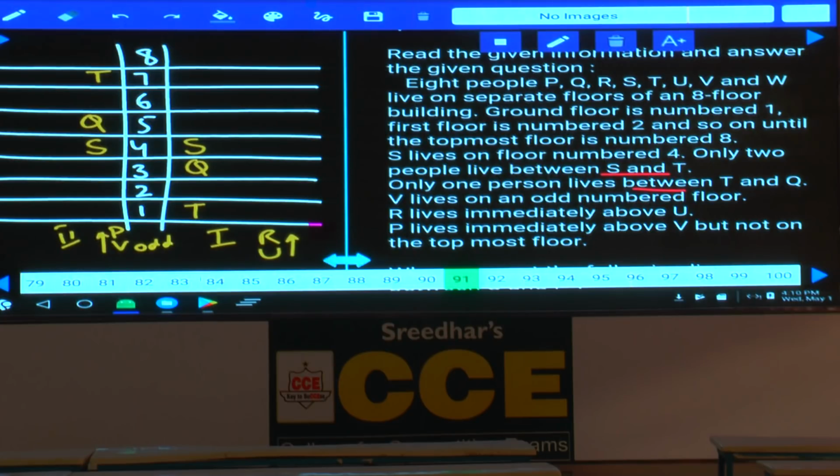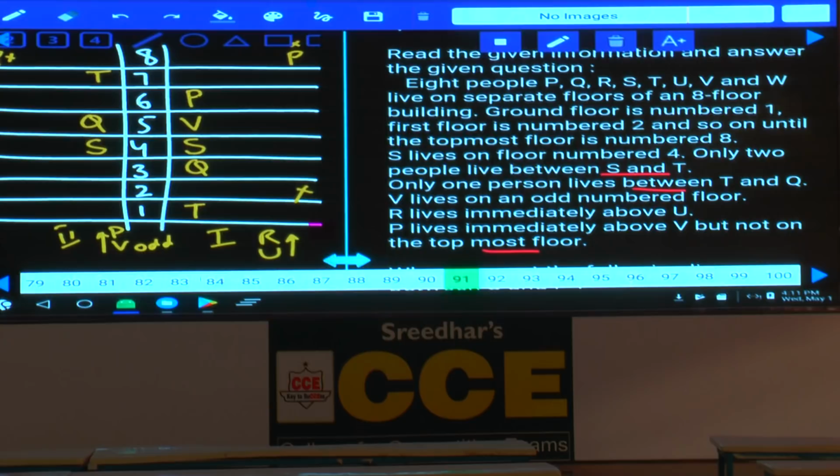As V is on an odd number floor and P lives immediately above this V, hence P must be on an even number floor, isn't it? Now in both the cases, P must be on an even number floor, and P lives immediately above V but not on the topmost floor, hence P cannot be on the 8th floor. Now in the first case, tell me where can this be? P cannot be on the 2nd floor. Why? If P is on the 2nd floor, then V must be on the 1st floor, which is not possible. Hence P must be on the 6th floor. If P is here and immediately below this one, that is V, isn't it?